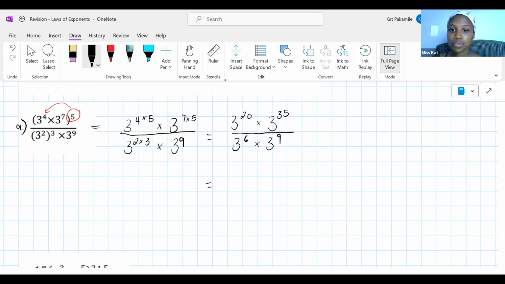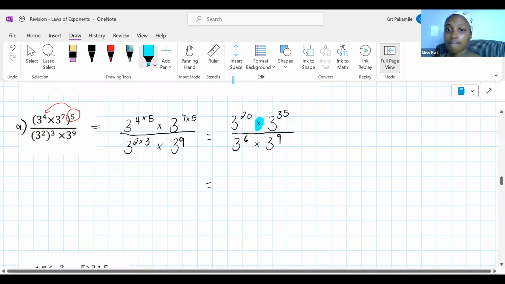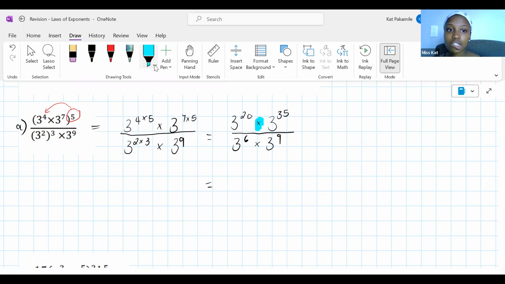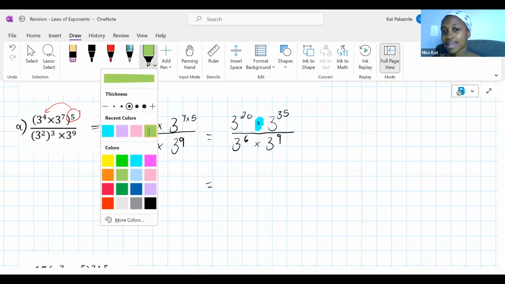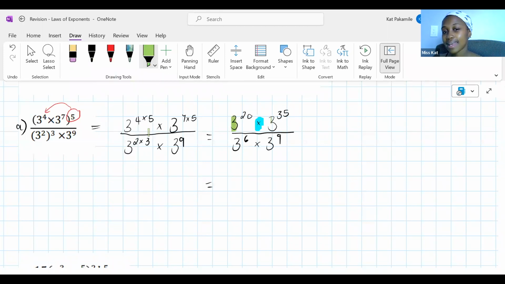Just calm down and think about it. Look in the numerator. What do we have? We have a times, right? Yes. And we have the same bases. What does rule number 1 say? We add. So we can add the exponents.